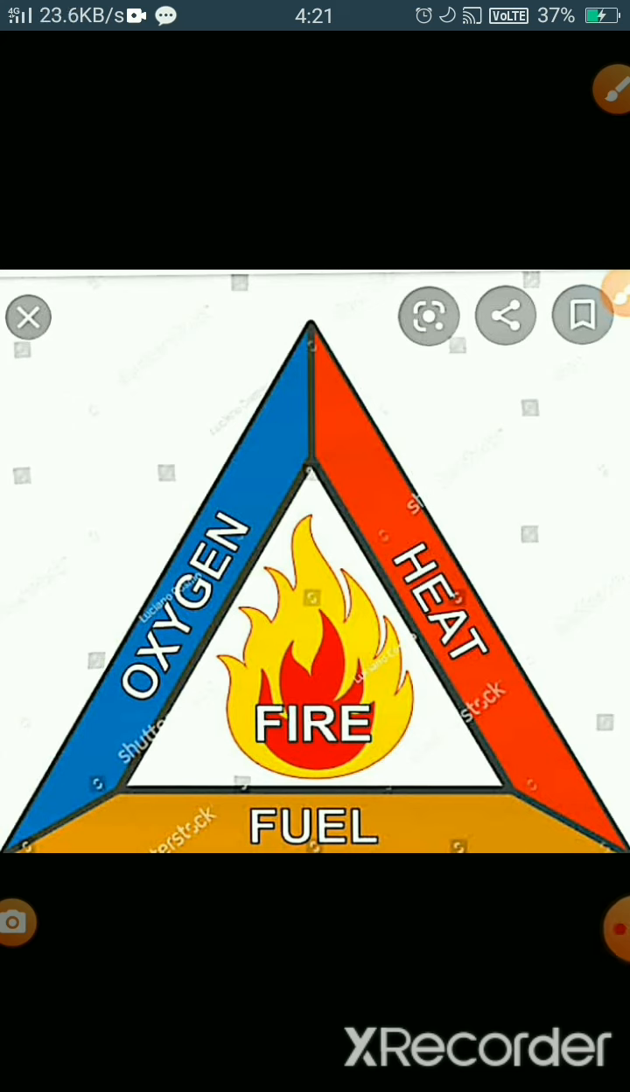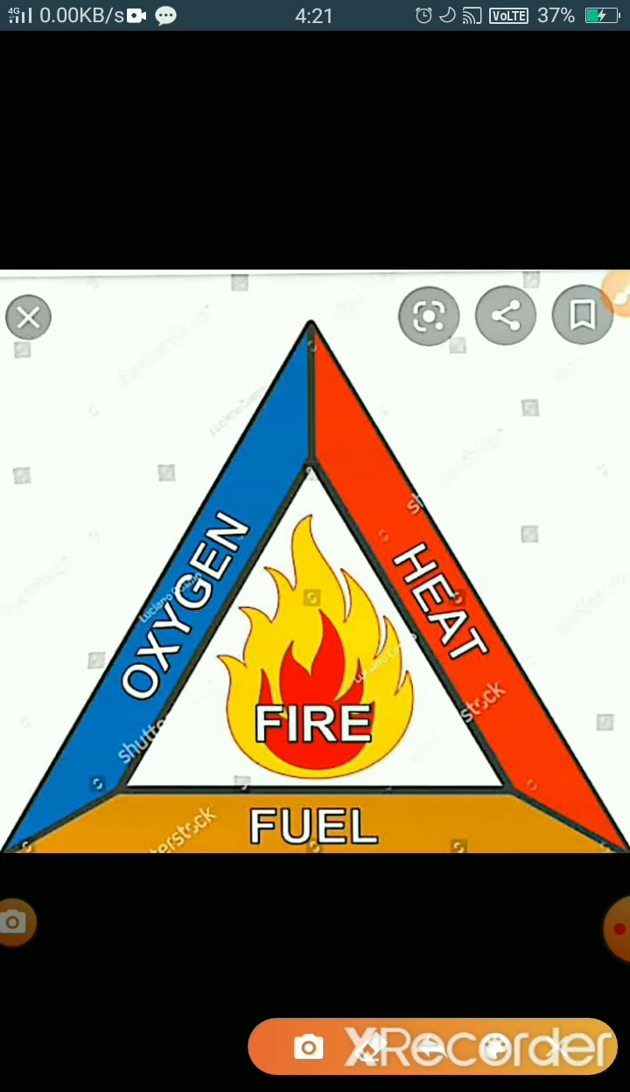As we know, three conditions are necessary for combustion. First is the presence of oxygen. Second is the fuel or combustible substance. And third is heat or ignition temperature. Here it is represented as a fire triangle. So if we control any one of them, the fire can be controlled easily.